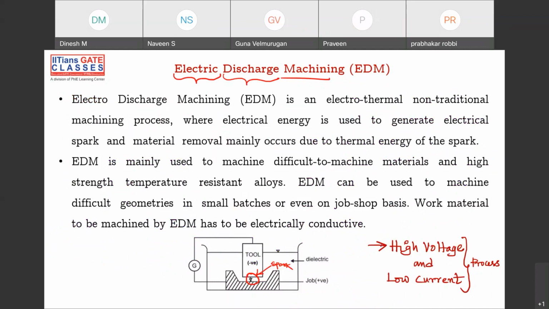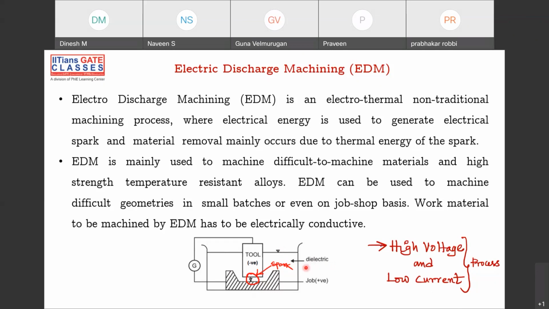Let's discuss the diagram here, and then we'll go back and discuss why this name is given as electric discharge machining. This comes under electrothermal non-traditional manufacturing processes. Here, like in the previous case, the tool and workpiece are both submerged in a fluid. There it is electrolyte, a sodium chloride plus water solution. Here it is submerged in a fluid called dielectric.